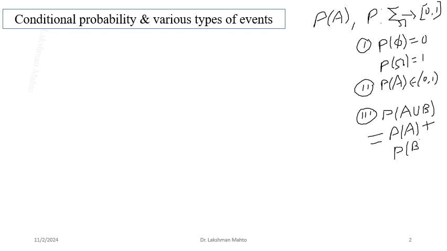Now I am talking about the conditioning scenario. Here A intersection B has no common outcome. A intersection B is the empty set. It is equal to the empty set. Several times I am repeating it, because this one is the backbone.